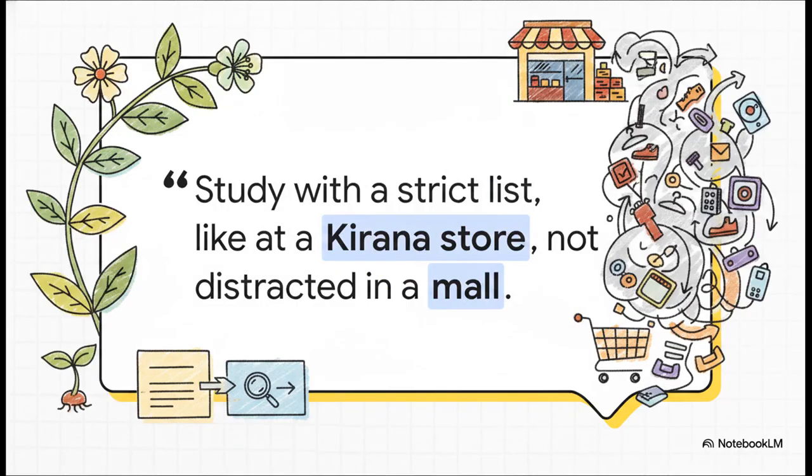Our source material uses a brilliant analogy for this. Think about it. Studying aimlessly is literally like wandering around a massive mall. You get totally distracted by things you just don't need. Instead, you need to treat this like a quick trip to your local Kirana store, a neighborhood grocery with a super strict shopping list. You grab exactly what you need and you get out. So consider this explainer your high-yield shopping list. We're skipping all the low-yield filler today.